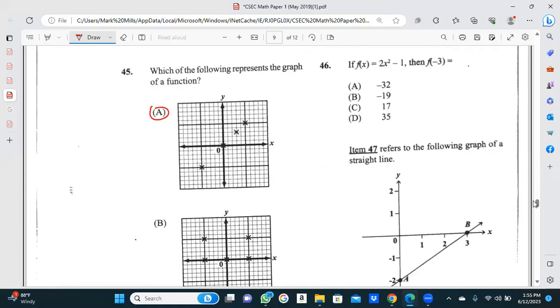What do we do? We substitute, right? 2 bracket negative 3 squared minus 1. 2 times 9 minus 1. 18 minus 1 will give me what? 17. All right.